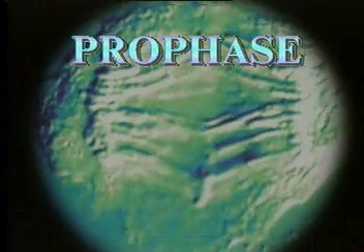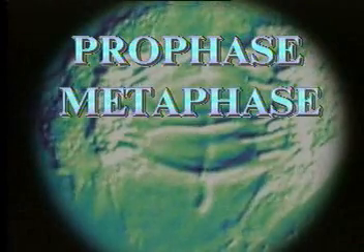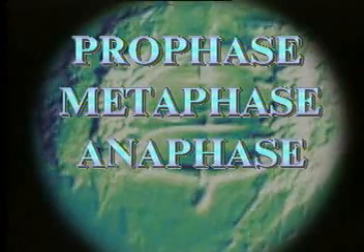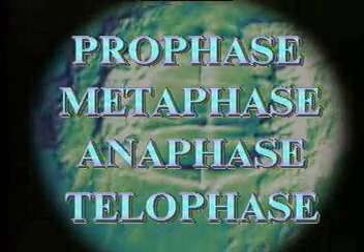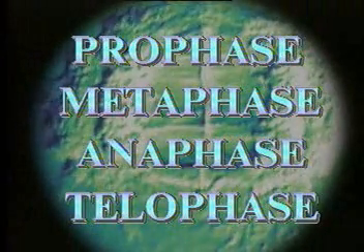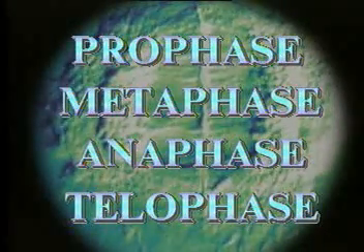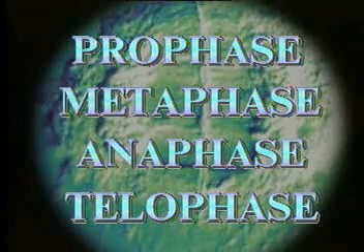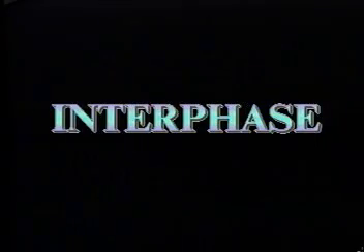Scientists recognize 4 distinct stages of mitosis. First is prophase, second is metaphase, third is anaphase, and fourth is telophase. An average of about 6% of a cell's total lifespan is spent in these 4 stages of mitosis, while the other 94% of its life is spent in a stage that is not considered to be a part of mitosis, called interphase.